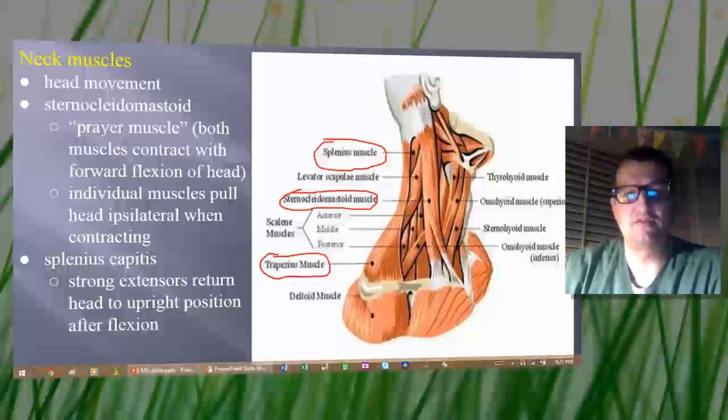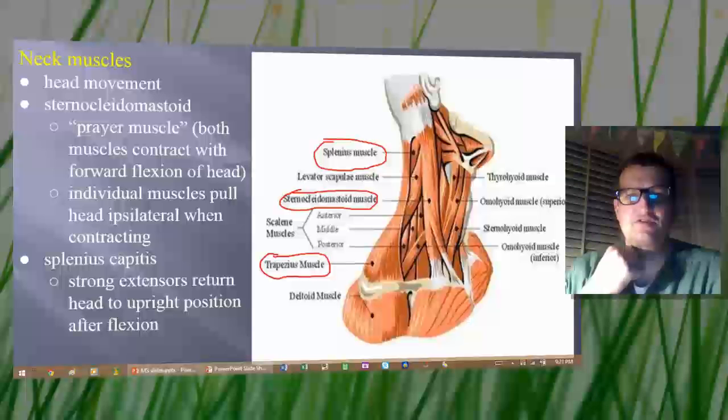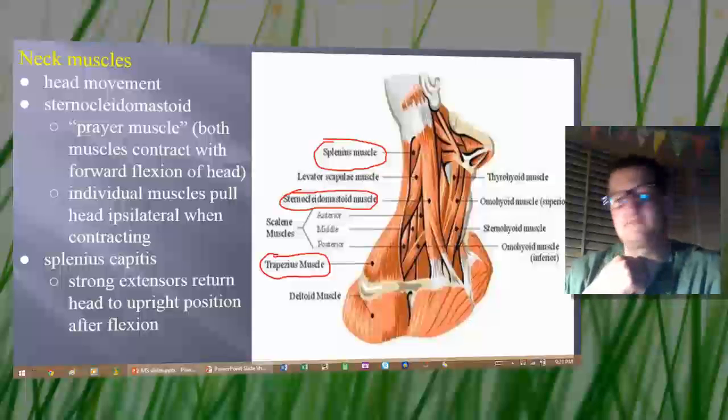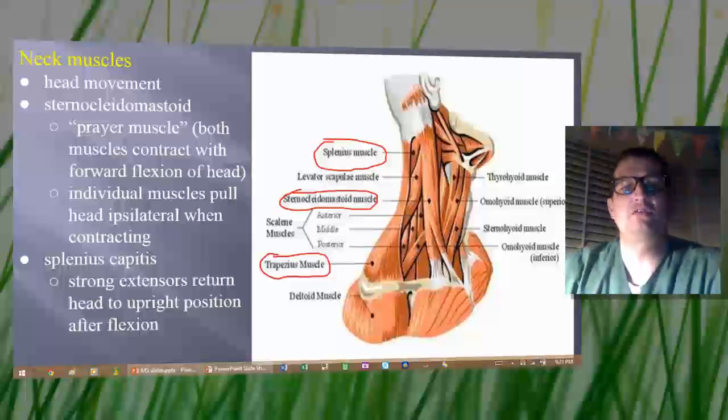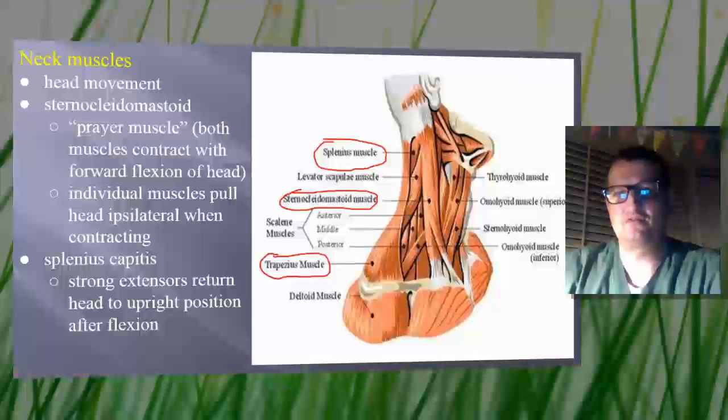So if I contract the right sternocleidomastoid and trapezius muscle, but primarily the sternocleidomastoid, it will actually pull my head to the opposite side and vice versa. So these are the major neck muscles that move the head, and the insertion of the sternocleidomastoid is on the mastoid bone. Here, the mastoid process of the skull, and then the clavicle.